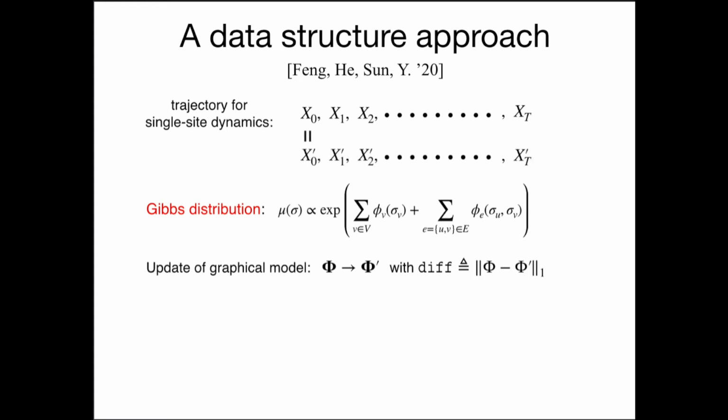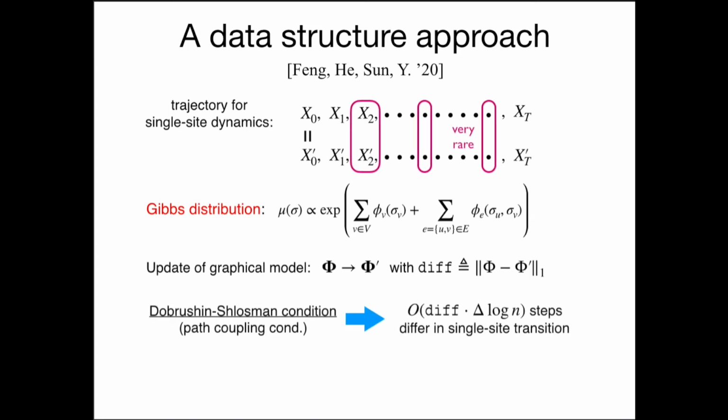And we found that assuming Dobrushin's condition for path coupling, the trajectory can be modified to a new trajectory of single site dynamics for the new graphical model, so that the steps at which the two dynamics use different random choices are very rare. This is the Lipschitz property for single site dynamics implied by path coupling. Consequently, there is an efficient dynamic data structure for MCMC sampling. Compared with the previous two dynamic sampling algorithms based on conditional Gibbs property, the data structure approach is for approximate sampling and also has some overhead in space cost because it has to store the trajectory of the dynamics.